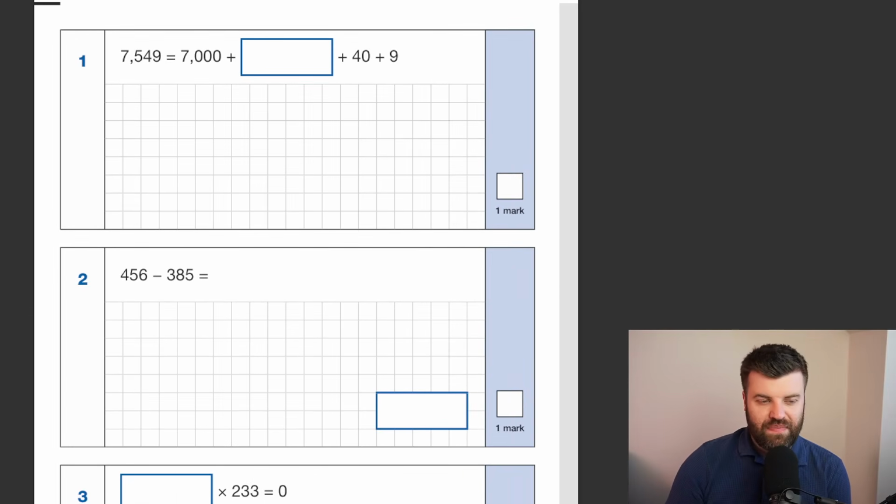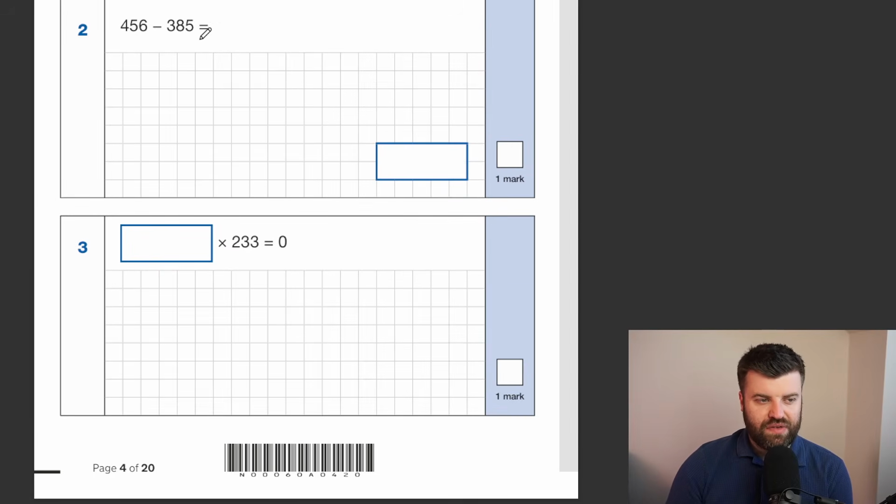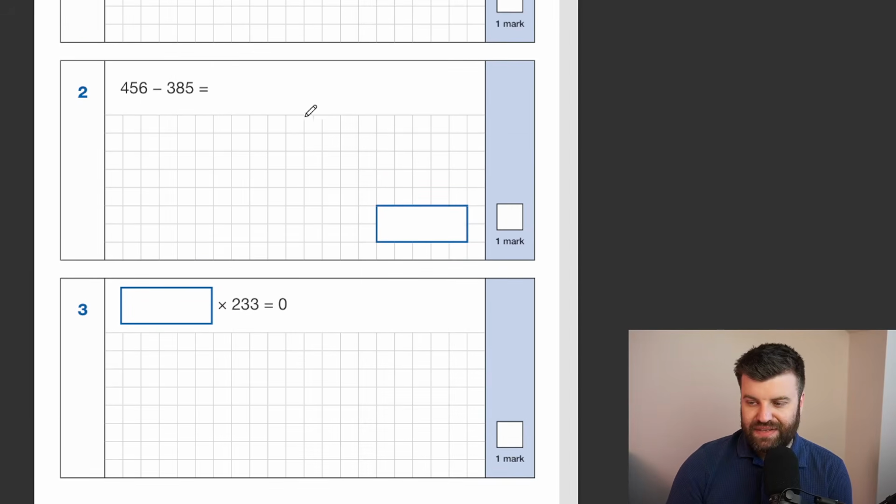Here is question 1. This is a place value question. 7,549 is the same as or equivalent to 7,049. Well, we have the thousands here, and we have the 40, which is the tens and the ones. We're only missing the hundreds, which is 500s. The trick would be just to put 5, but no, you need to understand that this 5 here is actually worth 500, of course.